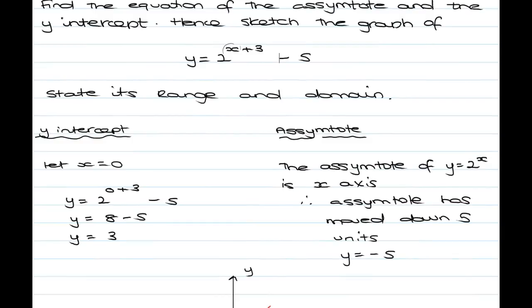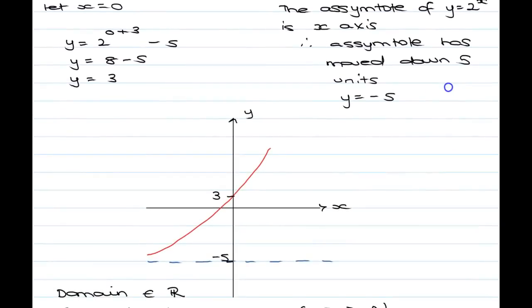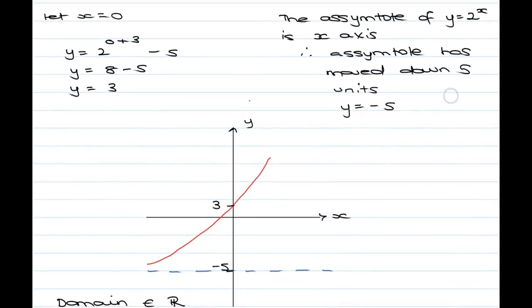Okay, so I'm now going to sketch that, and you can see I've got my x and y axis, and there's my graph. Don't worry if you can't get the nice smooth curve, as long as you're showing the y-intercept and the equation of the asymptote there. Make sure you label your x and y axis. Those are the key points.